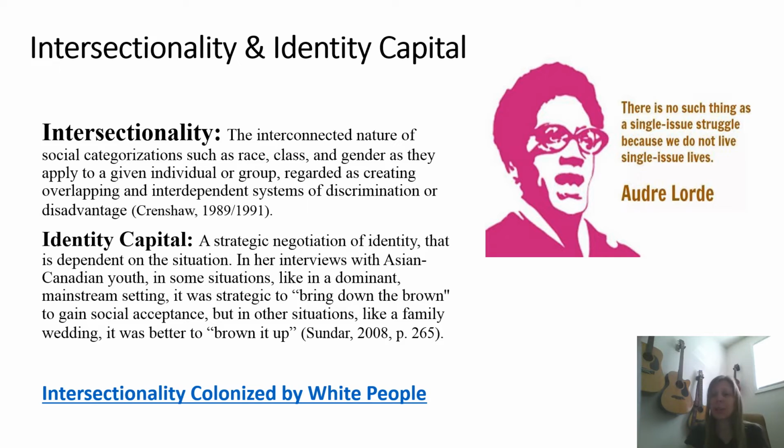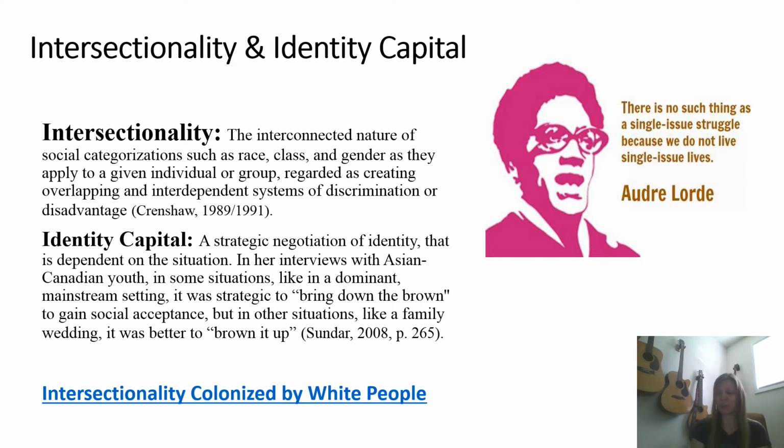For example, Sundar discusses identity capital, which is a strategic negotiation of identity that is dependent on the situation. In her interviews with Asian Canadian youth, in some situations like a dominant mainstream setting, it was better to bring down the brown to gain social acceptance. But in other situations like a family wedding, it was better to brown it up. This research supports the idea that identity is fluid. Therefore, by negotiating identity via the situation, one can gain the most out of whatever situation they are in, showing the powerful influence of context and the powerful influence of the classroom.